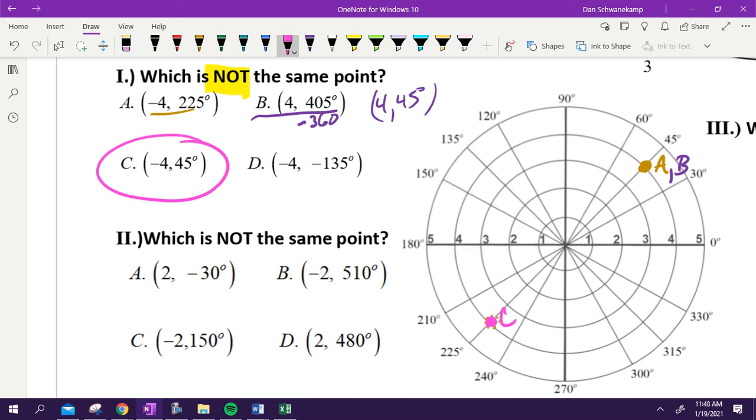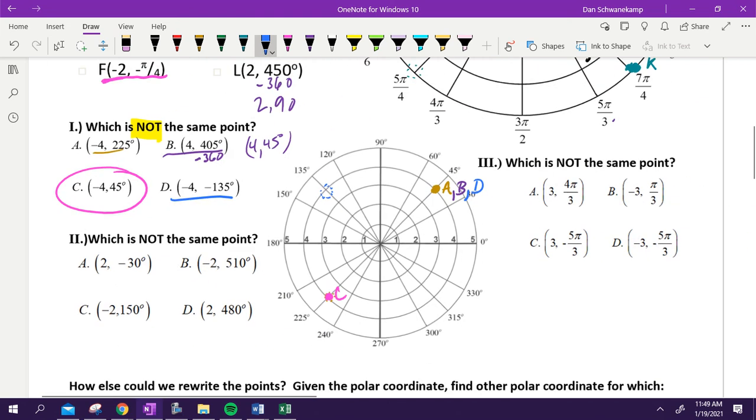I always like to check them all because otherwise you might make a mistake at the end. Letter D, (-4, -135°). Here is positive (4, 135°). I've got a negative radius, so I can ride that line across, and then a negative angle, flip it up. A, B, D are all on the same point. It is letter C that's on the wrong point. Make sense on how that works?